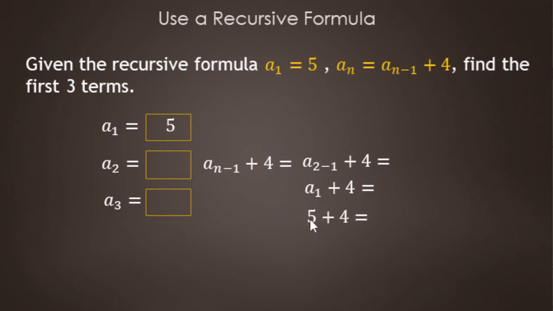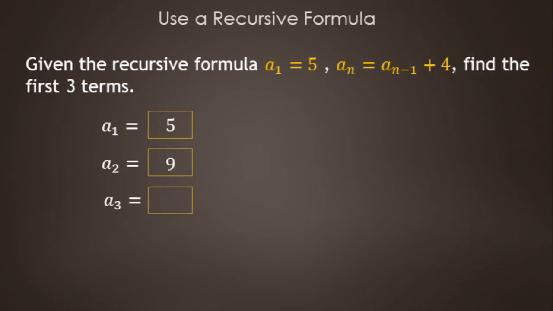So now this turns to 5 plus 4, and that makes 9. So that's the way the notation works. We normally don't do all of these steps there, but just show you the next one for A3. So we're going to replace the n with the number 3. So that's going to be a 3 there, and then 3 minus 1 makes 2.